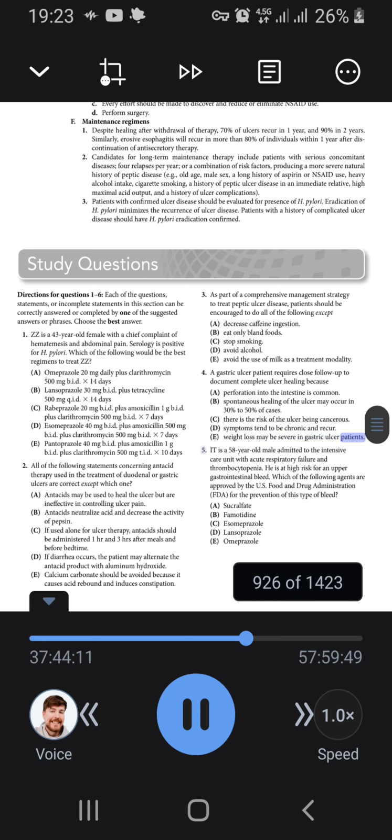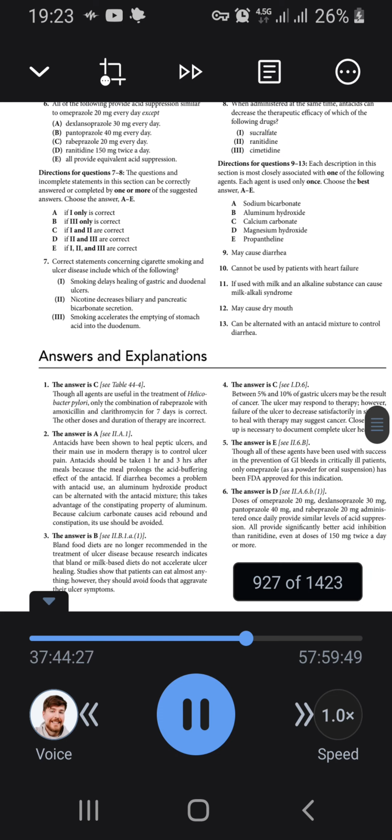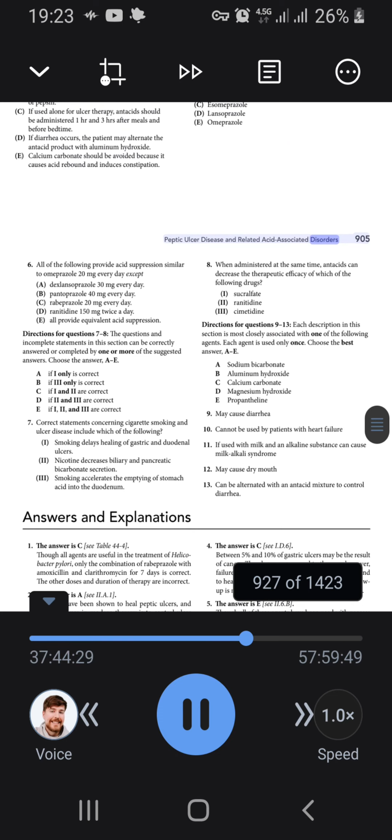5. A 58-year-old male is admitted to the intensive care unit with acute respiratory failure and thrombocytopenia. He is at high risk for an upper gastrointestinal bleed. Which of the following agents are approved by the U.S. Food and Drug Administration, FDA, for the prevention of this type of bleed? A. Sucralfate, B. Famotidine, C. Esomeprazole, D. Lansoprazole, E. Omeprazole. Peptic ulcer disease and related acid-associated disorders 905.